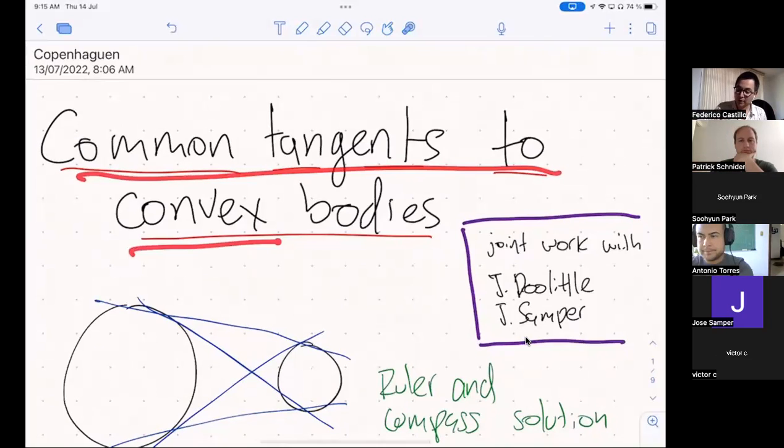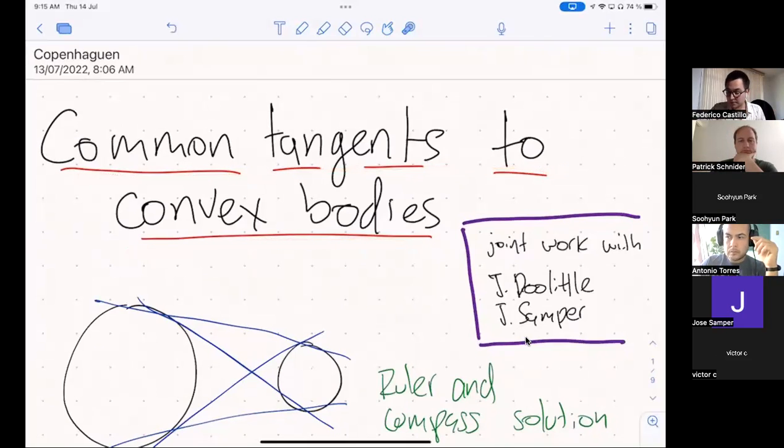We're going to talk about common tangents to convex bodies. This is joint work with Joseph Doolittle, currently a postdoc at TU Graz, and Jose Samper, another colleague, a professor in Chile. This is based on a preprint that went up on the arXiv today. It appeared a couple of hours ago, and now I'm talking about it. We used to have a different version, and I'm going to talk briefly about why we have different versions. This version with convex bodies appeared this morning.